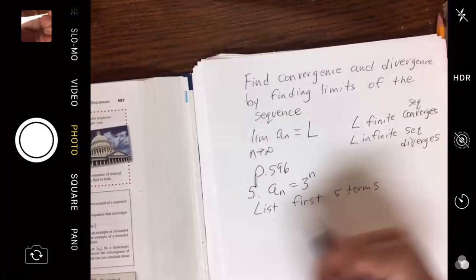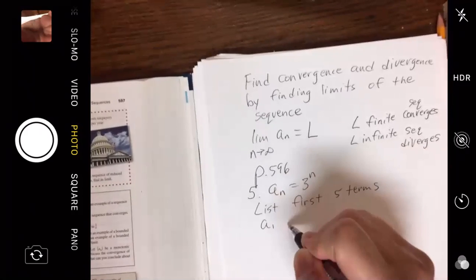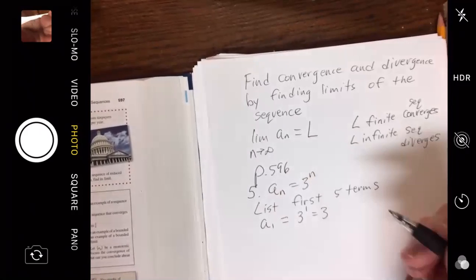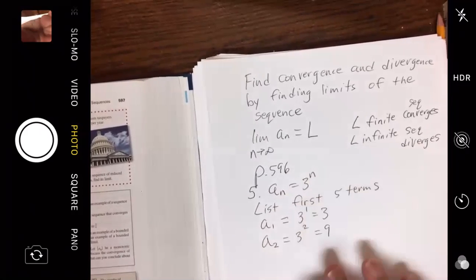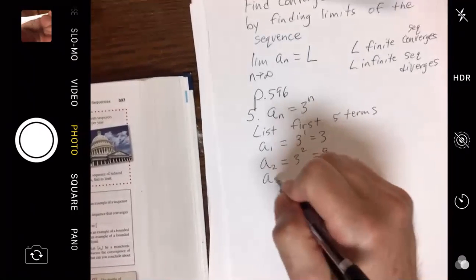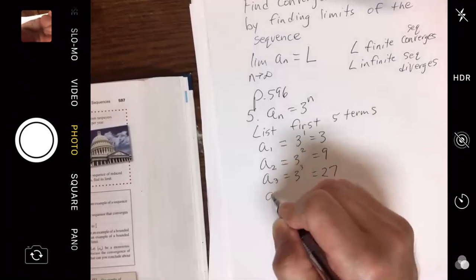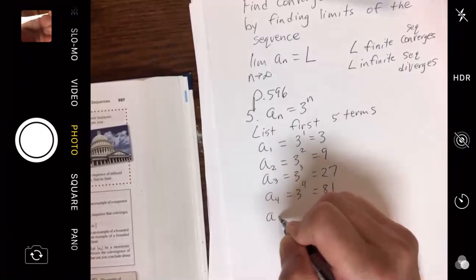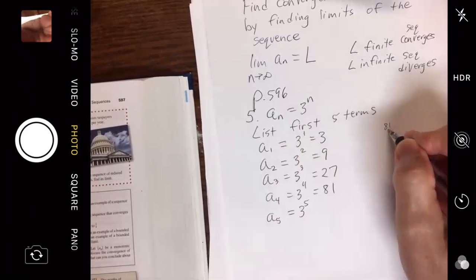So literally, I'll write it out real obvious. You almost do it in your head once you see it done. A1 is the first term, that's 3 to the 1, that would be 3. Second term is A2, 3 squared, that would be 9. A3 would be 3 to the 3rd, that's 27. A4 would be 3 to the 4th, that would be 81. You might need a calculator to do 3 to the 5th, or 81 times 3. That'd be 243.